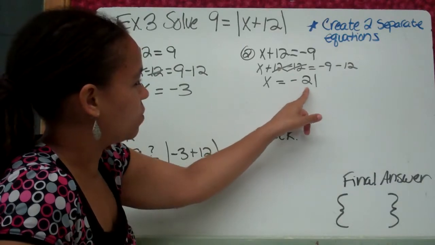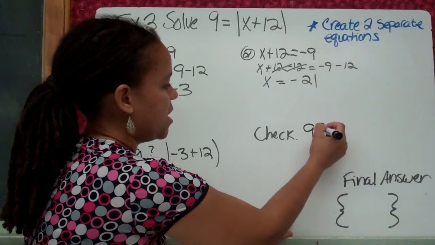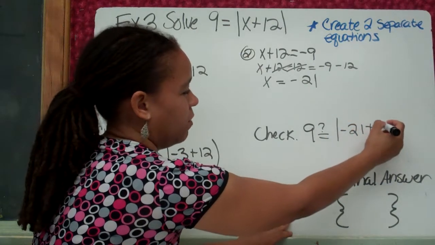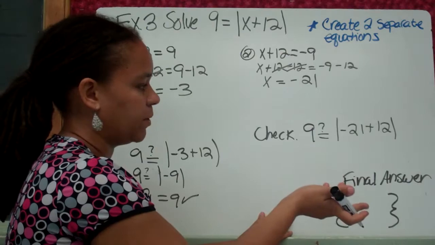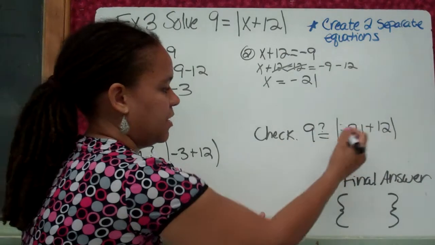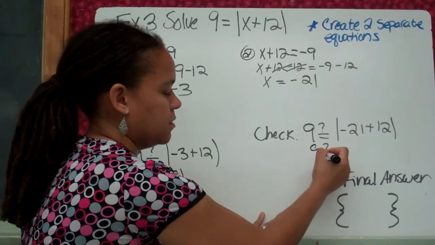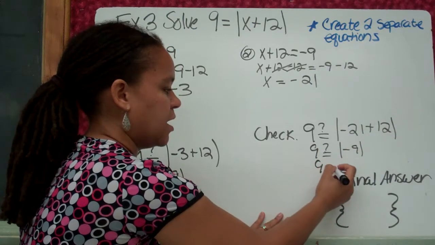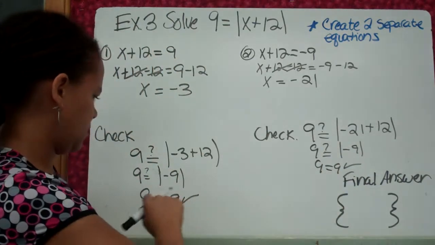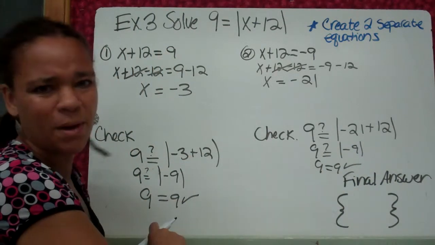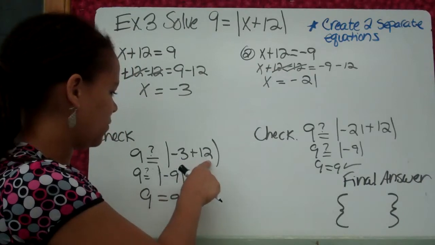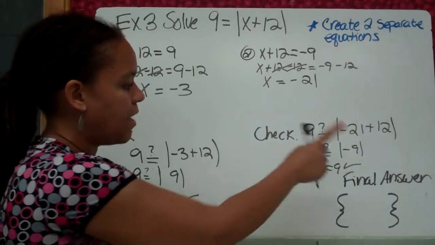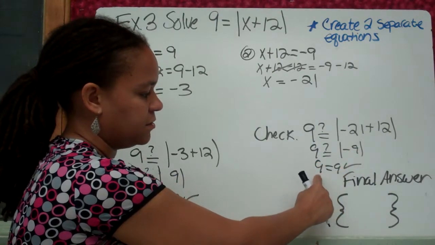So let's look at -21. Is 9 equal to the absolute value of -21 plus 12? Well, what's -21 plus 12? It's going to be -9. Is 9 equal to the absolute value of -9? Yes, 9 equals 9. So that is, well, that shouldn't have been negative. Ooh, maybe you caught that. This should have been -3 plus 12 is +9, but still the absolute value would have been positive. And then here, absolute value of -9, 9 is equal to 9.